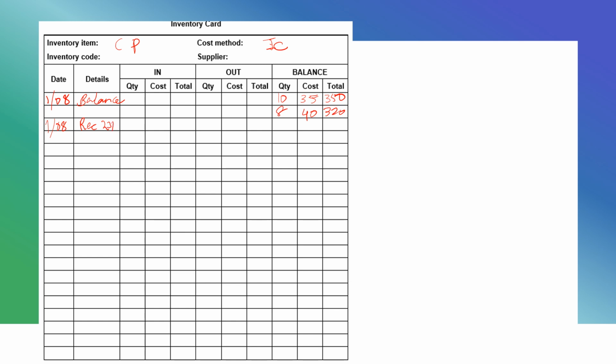And this template is a little bit short to write on, but I'll try my best to write as accurately as possible and fit it in the space that we have. So 7, 35, 245, we've got 8, 40, and 320. And the simple difference between this IC method that we've done versus the FIFO method transaction treatment that we did before, that I've got here on the right hand side.